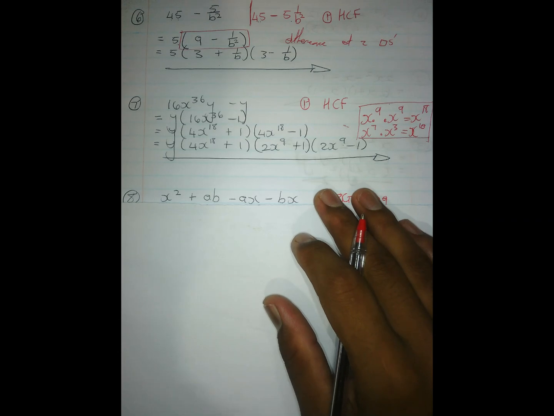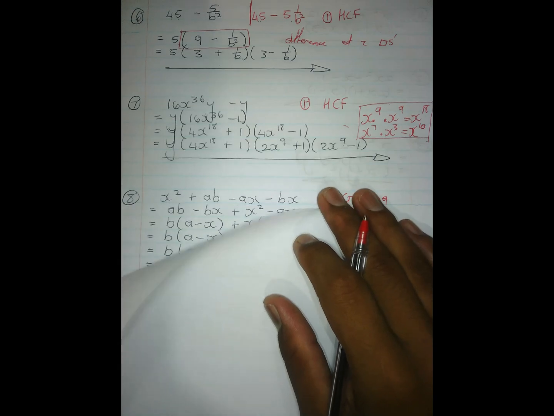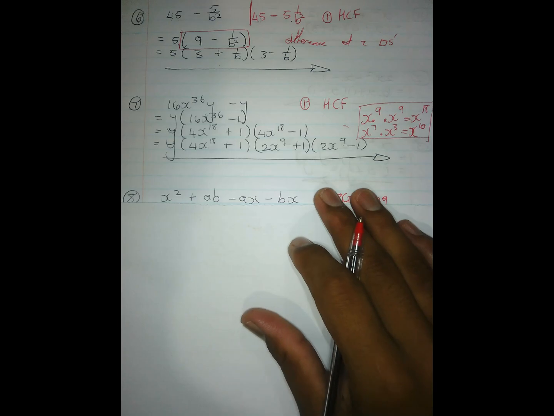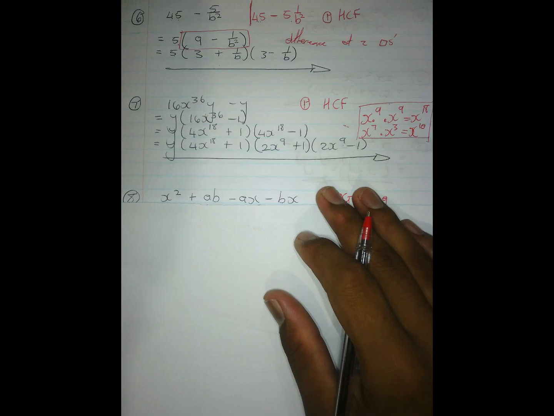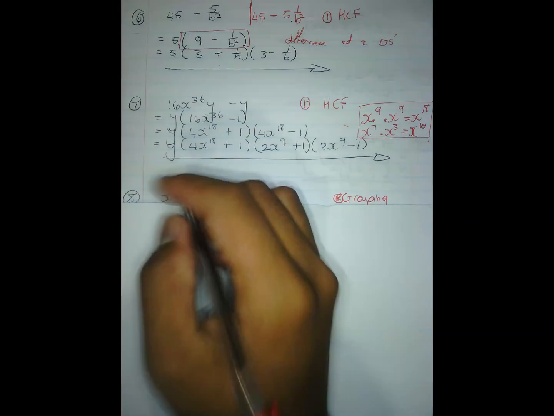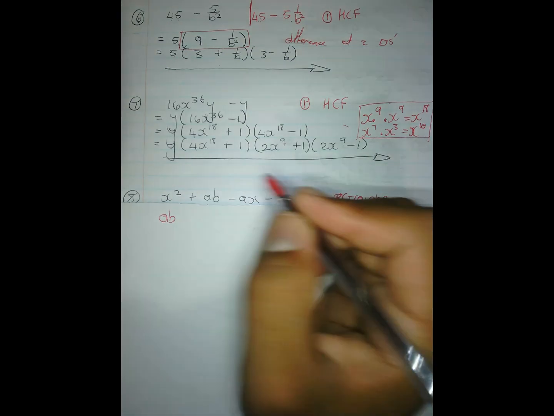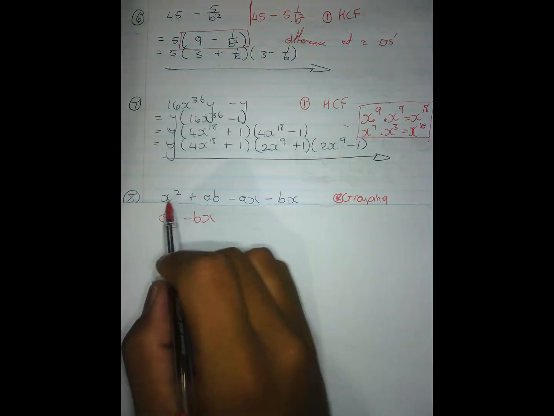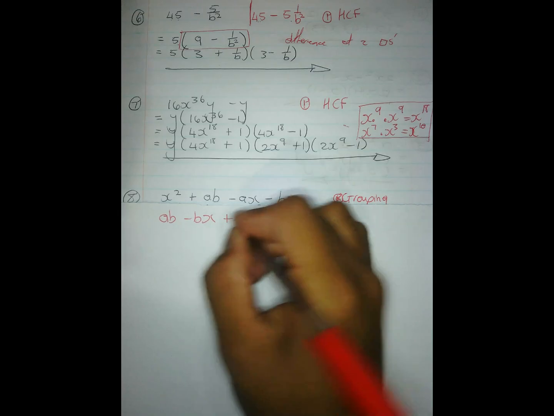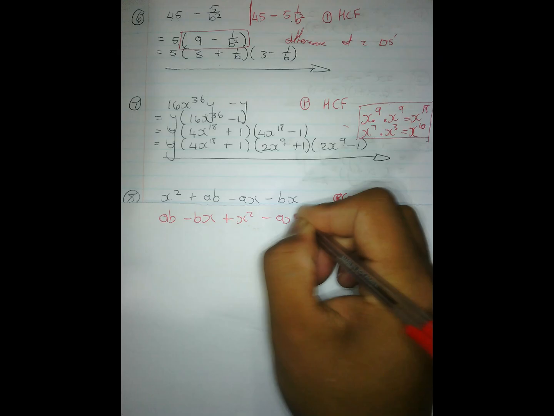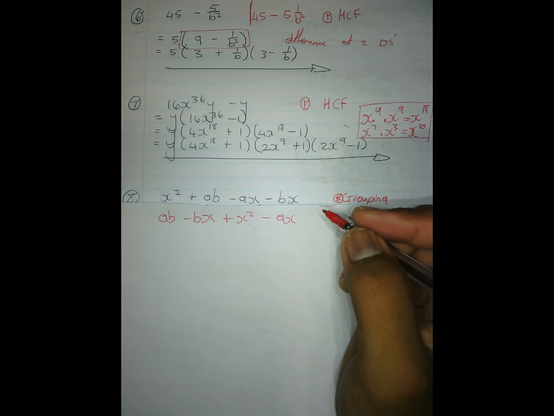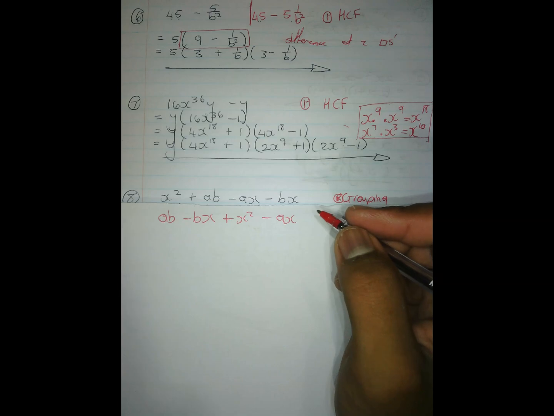So what I'm going to do is, let me see what I used actually. I used AB and B minus X. So you can group anything together. Let us see. So I grouped AB minus BX and X squared minus AX. So positive X squared minus AX. That's just you arranging it so that when you factorize, it will be smooth sailing for you.